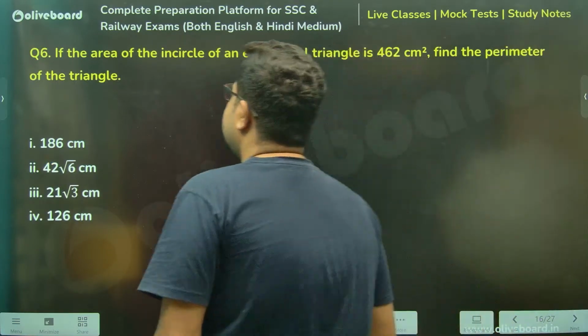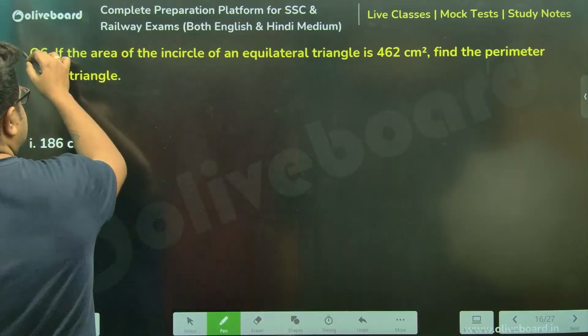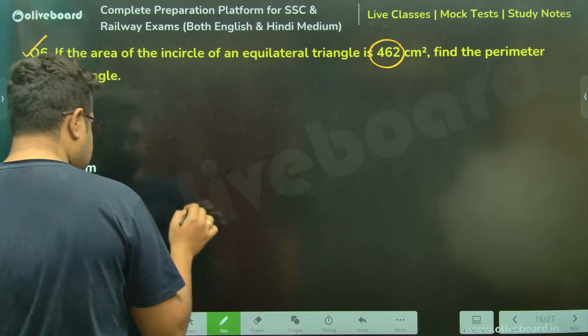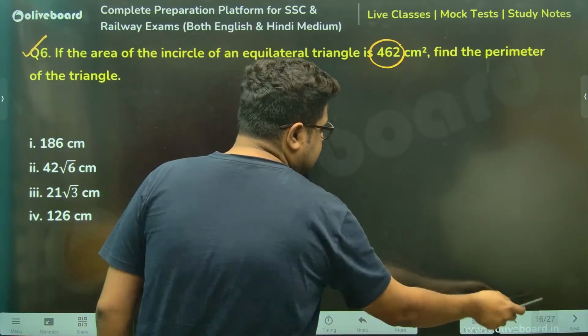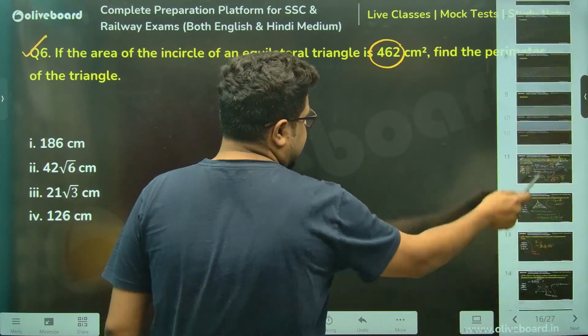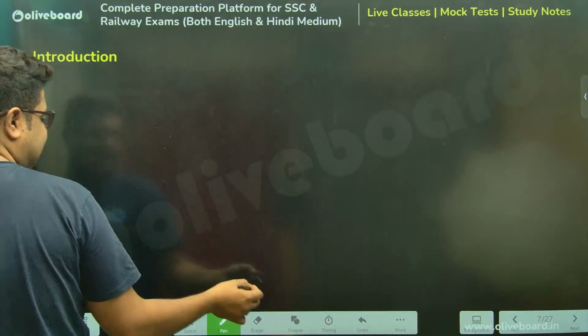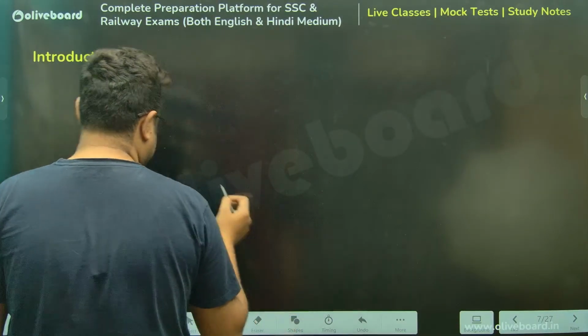Sir, another equilateral triangle in a circle. In circle area has been given. Acha, sir, any circle area. Again, I haven't discussed this, but I am quite certain you guys already know it. But still.